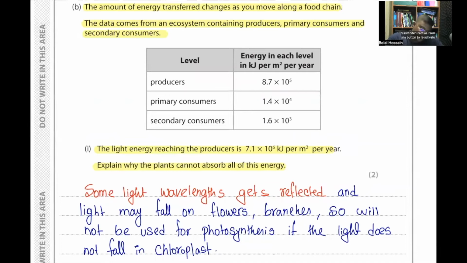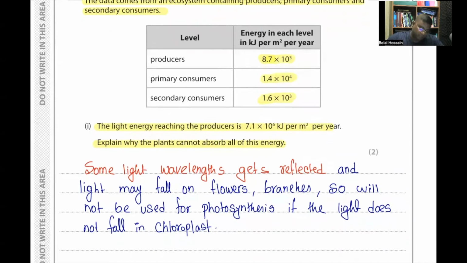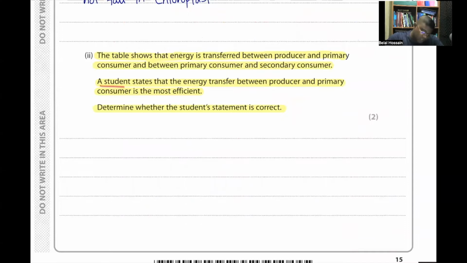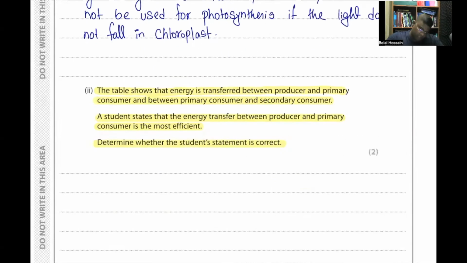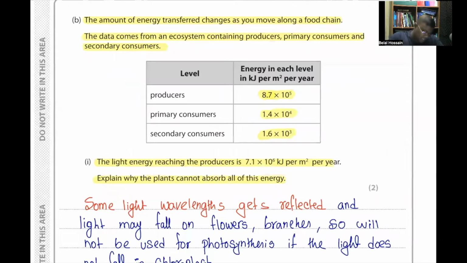So we can see the producer has 8.7 × 10^5 kilojoule per meter square per year. Then from the producer to primary consumer, it is 1.4 × 10^4 of energy that is transferred. From there, the secondary consumer gets 1.6 × 10^3 kilojoule per meter square. Now, the student states that energy transfer between producer and primary consumer is the most efficient. So let's see in terms of percentage.